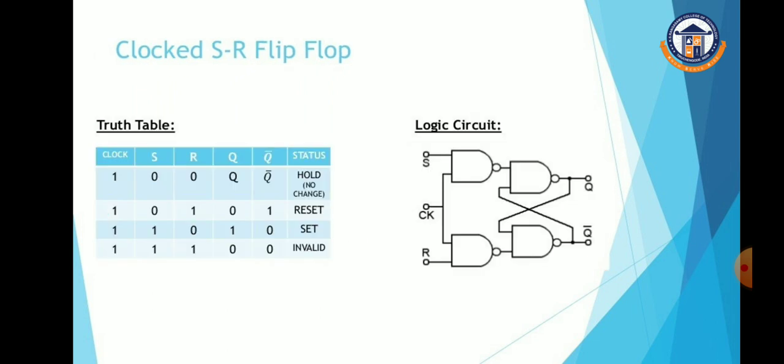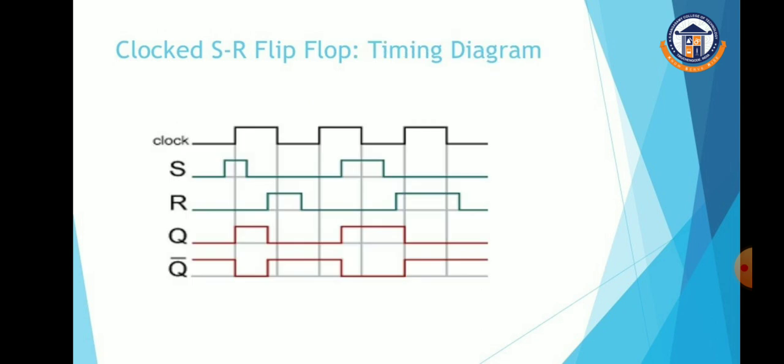Okay, and this is a clocked SR flip flop. As you know, here we are going to give a clock in between S and R, and the output is different. Whenever S is 1, it will set, whenever R is 1, it will reset. That's the function. And this is the clocked SR flip flop timing diagram. You know that the flip flop is edge triggered. Whenever the edge goes positive, it will trigger.